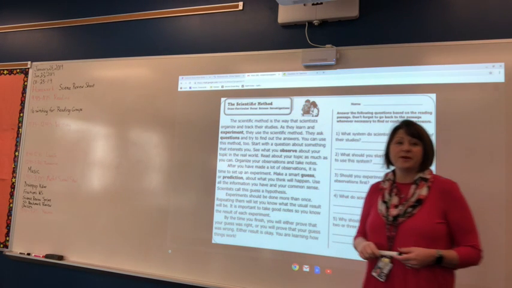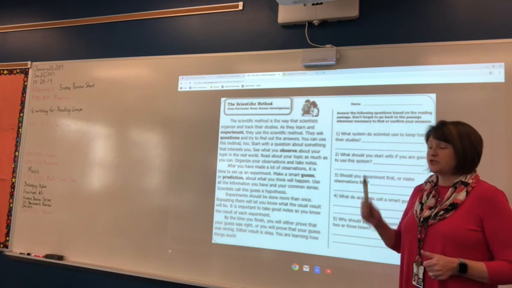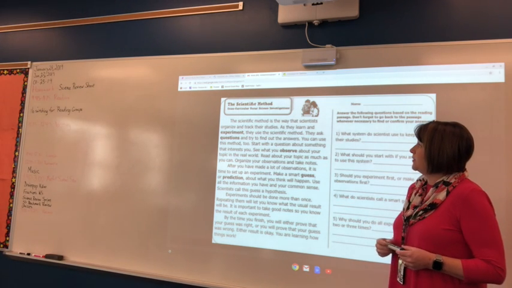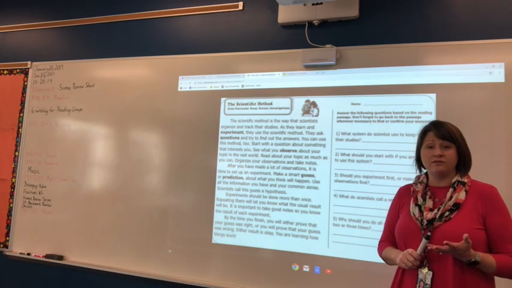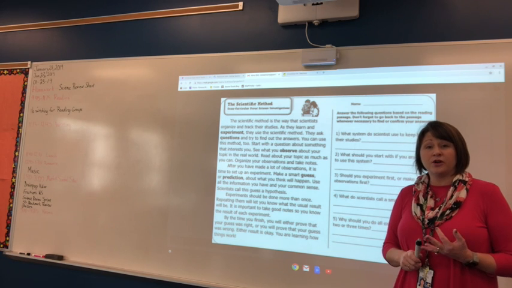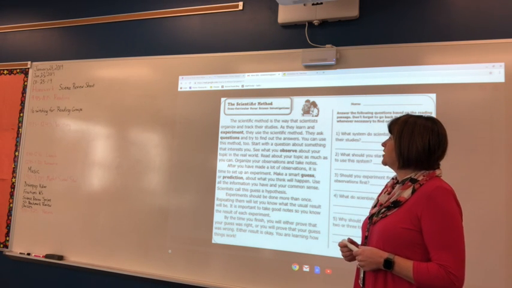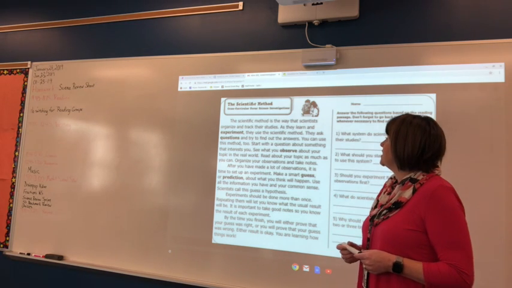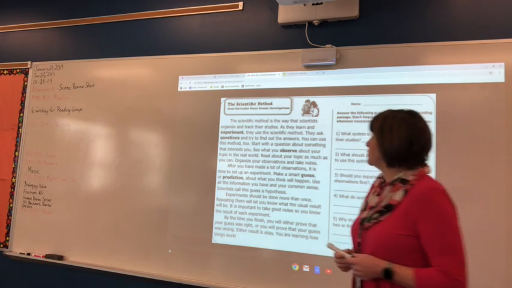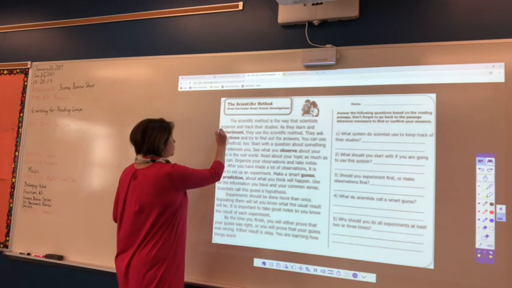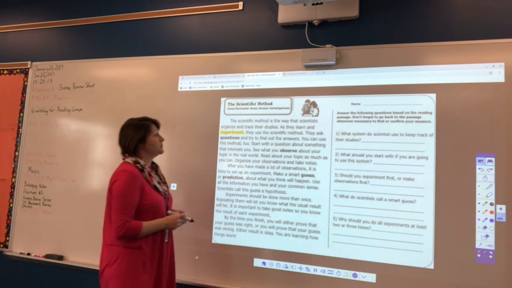This morning we're going to be learning about the scientific method. So first we're going to read this passage and we're going to see it again not only during this time of reading but also this afternoon. The scientific method is the way that scientists organize and track their studies. As they learn and experiment, this is a highlighted word, so Miss Kristen Harris is going to highlight this, experiment.